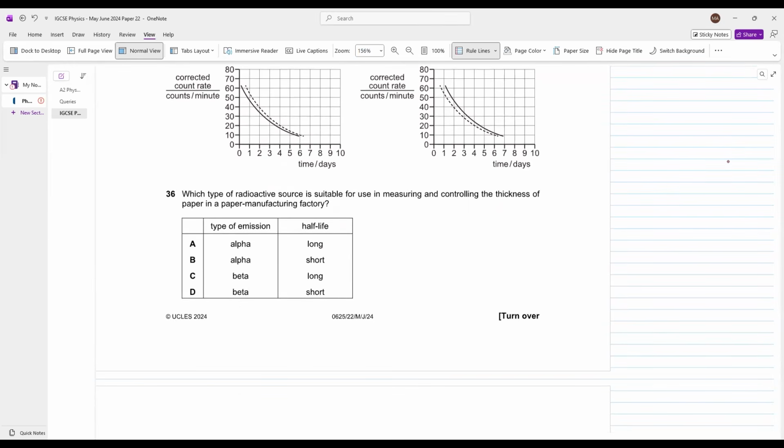Which type of radioactive source is suitable for use in measuring and controlling the thickness of paper in a paper manufacturing factory?